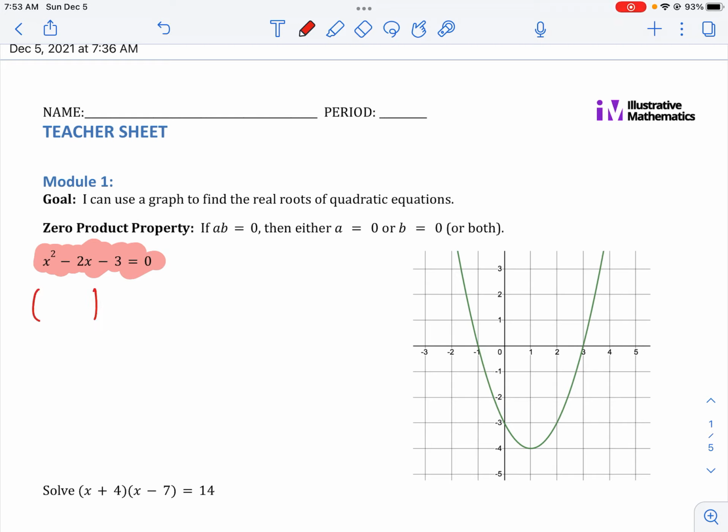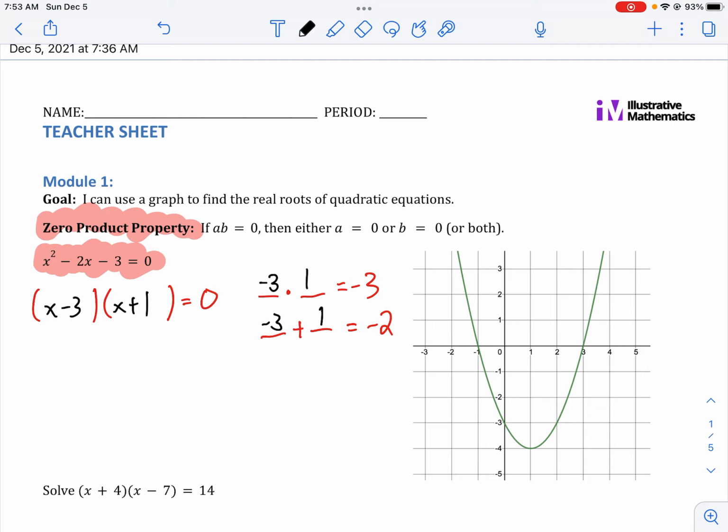So we would find two linear factors. In this case, we would find two numbers that multiply to -3, and those same two numbers have to add to -2. So this is -3 and 1, and we'd put our linear factors. Then we would use the zero product property, which basically says if two things multiply to equal 0, one of those numbers has to equal 0. So our zeros are x equals 3, because 3 minus 3 is 0, and x equals -1, because -1 plus 1 is 0.